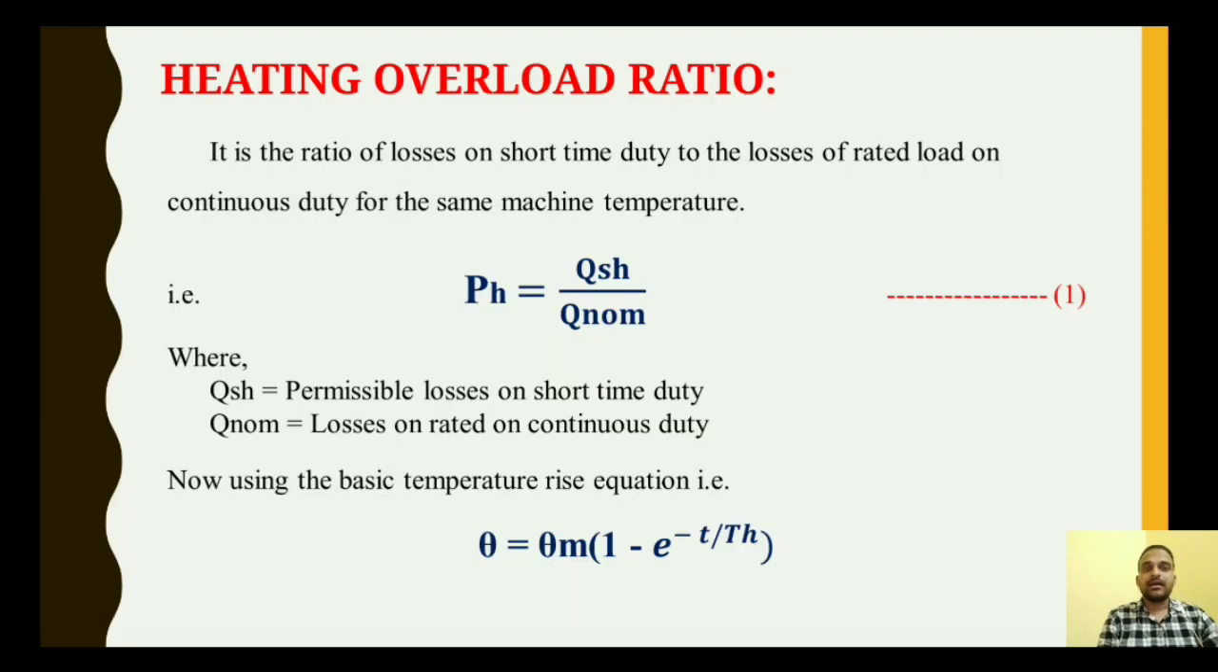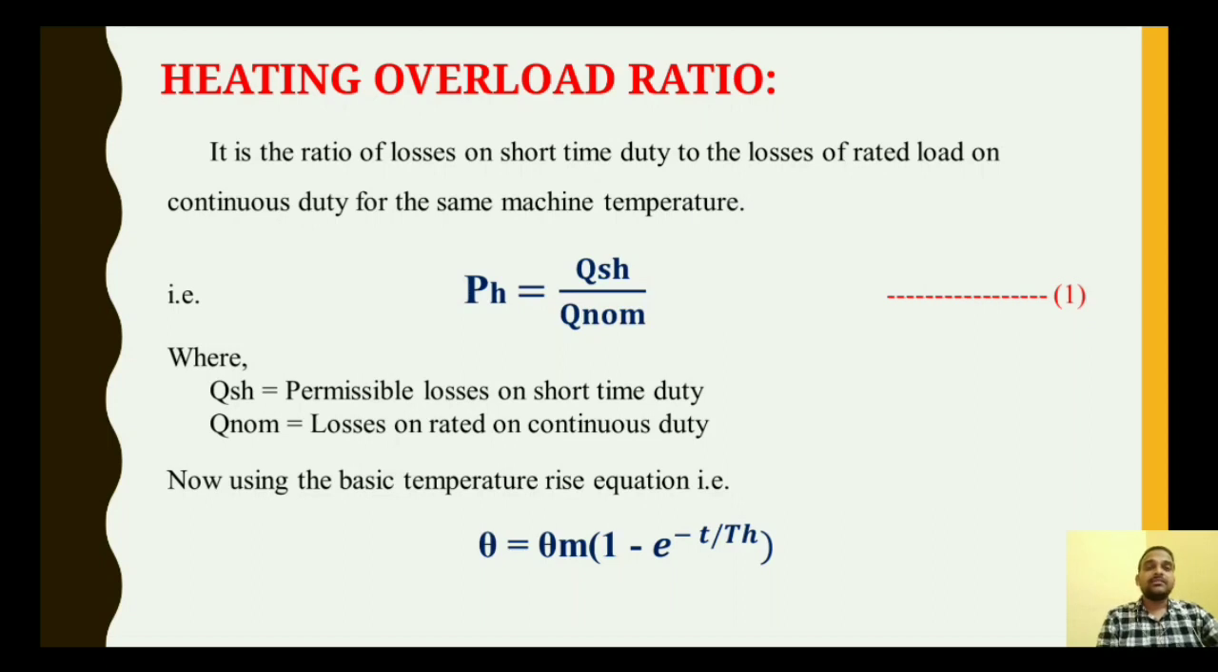So let us see first of all the heating overload ratio. What is the meaning of heating overload ratio? It is the ratio of losses on short time duty to the losses of rated load on continuous duty for the same machine temperature. As we have seen in the previous lecture, there are three kinds of ratings or duty. First one is continuous duty, second is short time duty, and third is the intermittent duty.